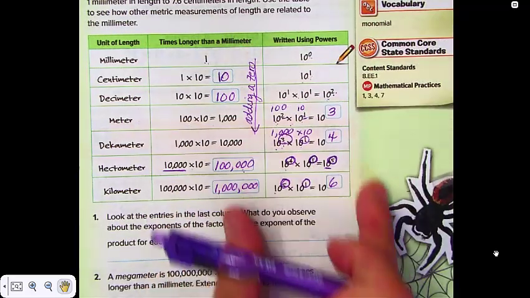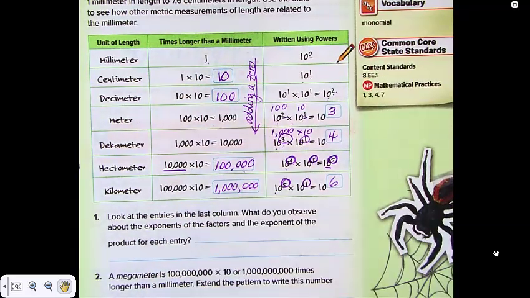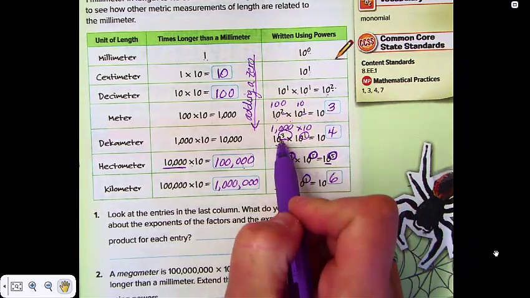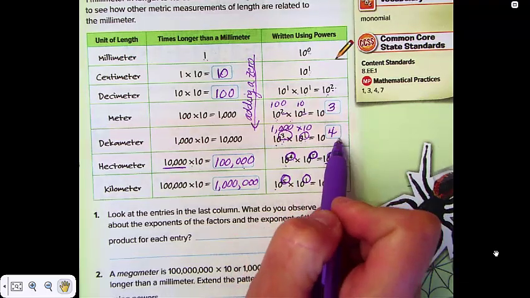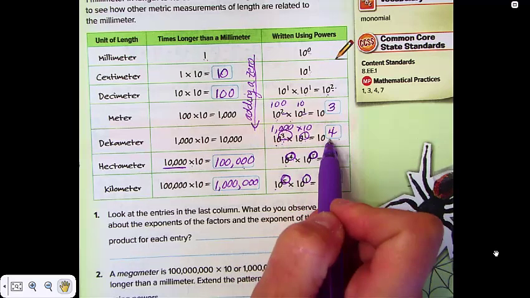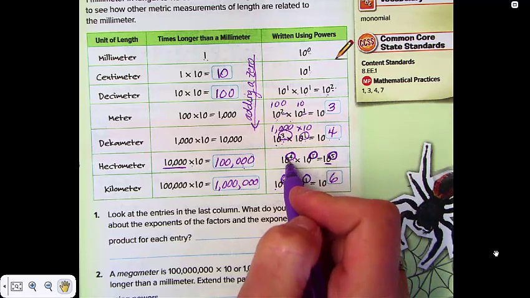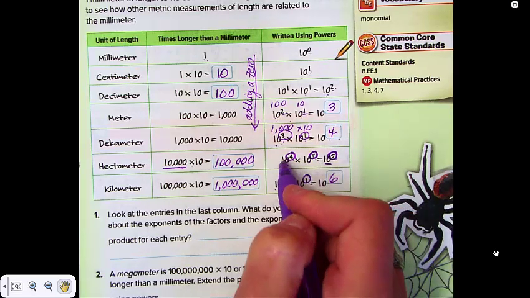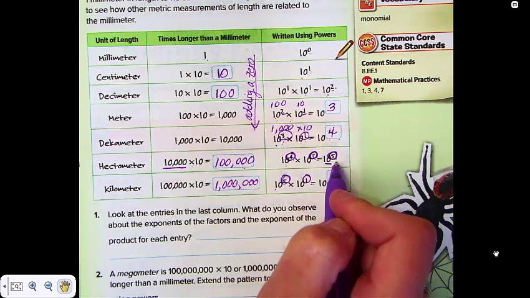Now it says, look at the entries in the last column. So here, the last column, written powers. And what have you noticed? Well, what did I do with this 3 and this 1 to get 4? Well, 3 plus 1 is 4. What do I do with this 4 and this 1 to get 5? 4 plus 1 is 5.